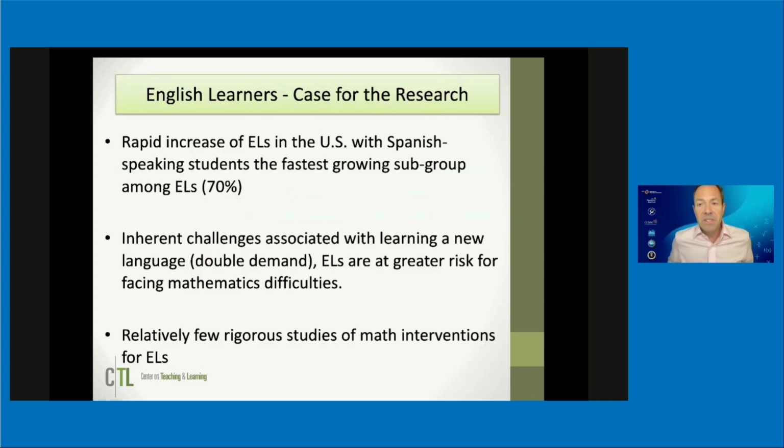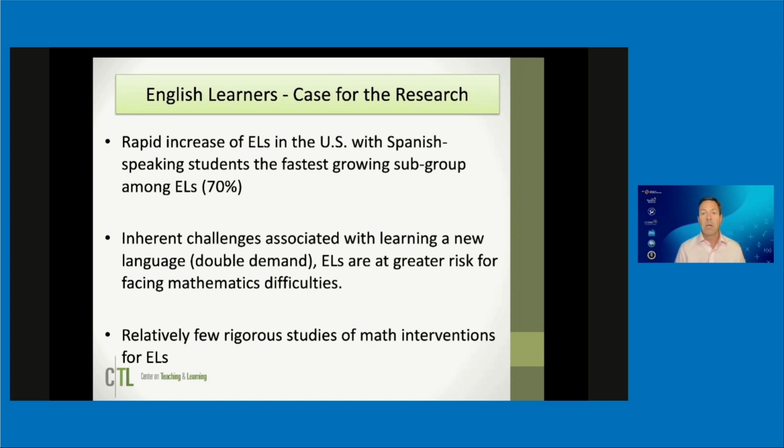So I'm going to give a couple examples of those just from various research studies that we've done so you can get a sense of the scope of research that we're doing with our IES funding. English learners, I won't belabor the case too much, but we know that ELs in the US and Spanish-speaking ELs are among the fastest growing demographic population that schools are serving.